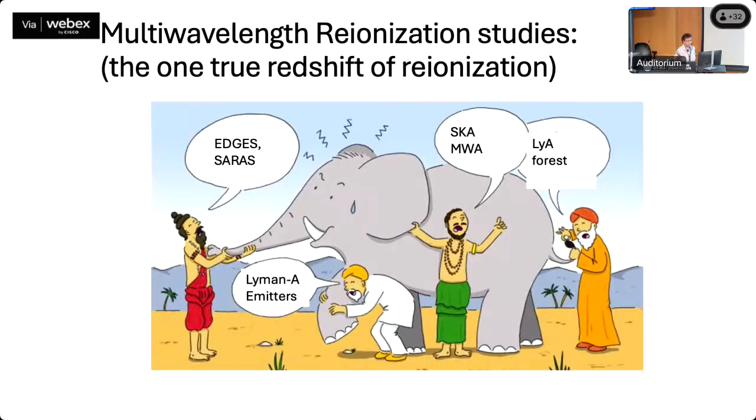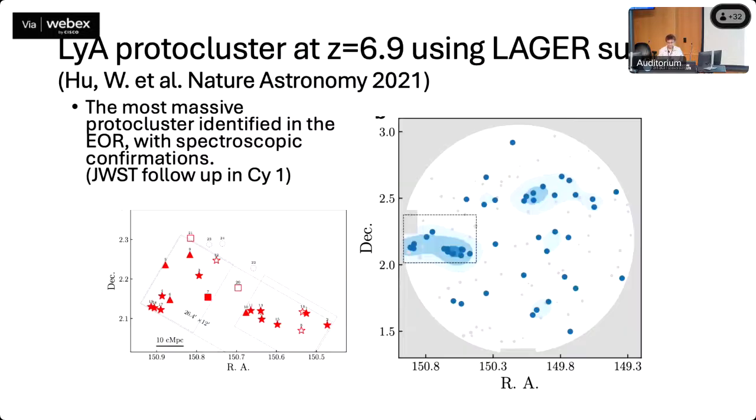SKA and MWA are also high redshift 21 centimeter experiments, and they are coming up to speed, and we'd like to have some synergy with them. And then Lyman alpha forest lines, they measure the temperature of the IGM and say, hey, it was late. So maybe we'll find out the truth.